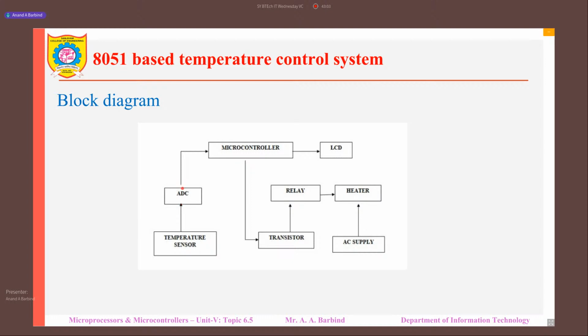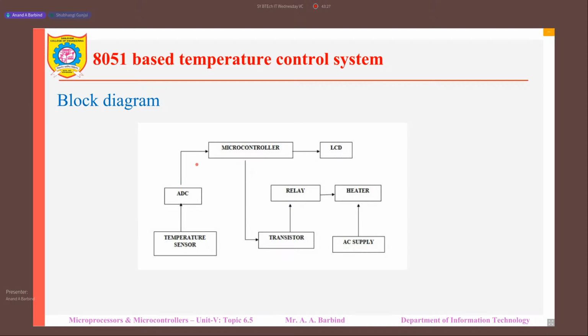So usually the digital output of the ADC is 8 bit. Sometimes it may be 12 bits or even 16 bit. Because the 8051 microcontroller is 8 bit, we usually choose the 8 bit output.